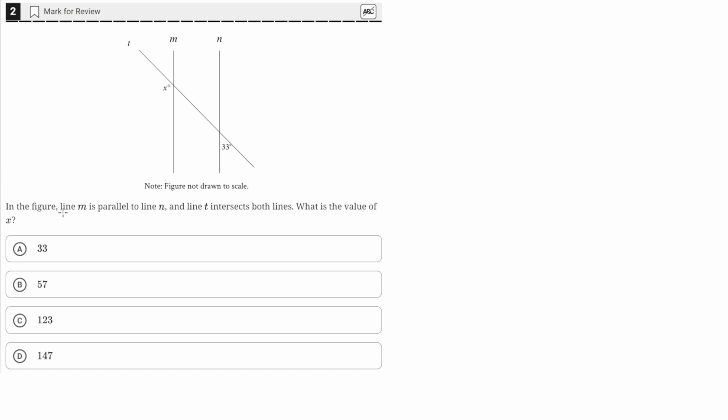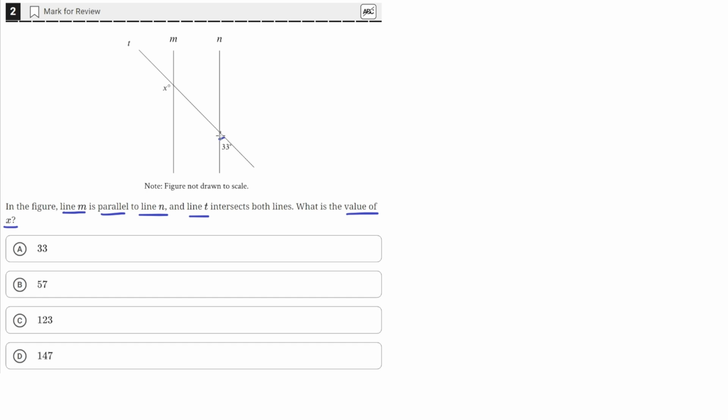In the figure, line M is parallel to line N, and line T intersects both lines. What is the value of x? So we have this set of parallel lines, M and N, and this transversal T that intersects them both. And we're given that this angle here is 33 degrees, and we need to find the value of this angle, which is x degrees.